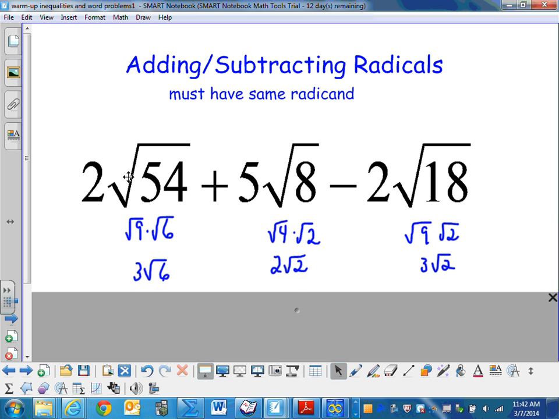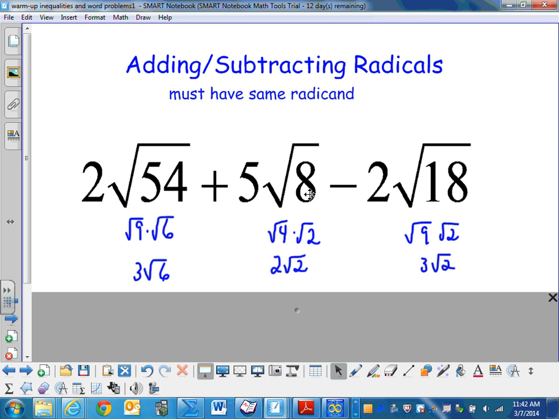So we're first going to simplify each radical. The square root of 54 is the square root of 9 times the square root of 6. The square root of 9 is 3 times the square root of 6. So instead of writing the square root of 54, I can simplify that to 3 square roots of 6.